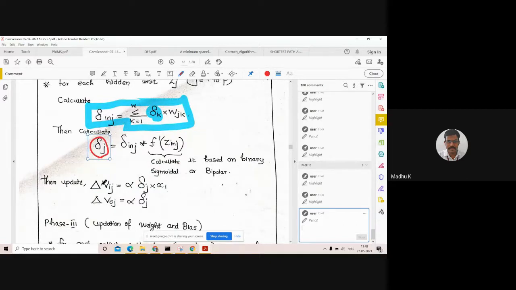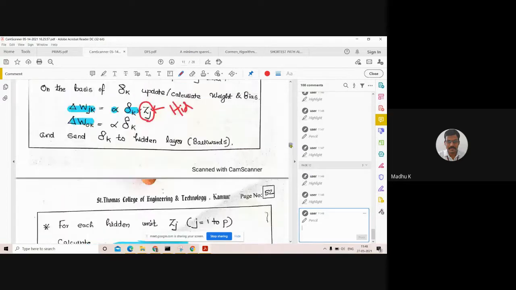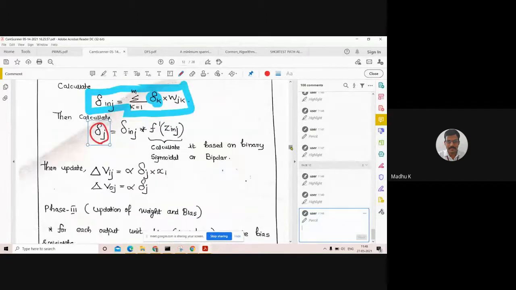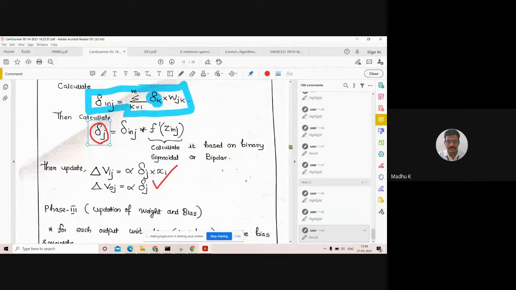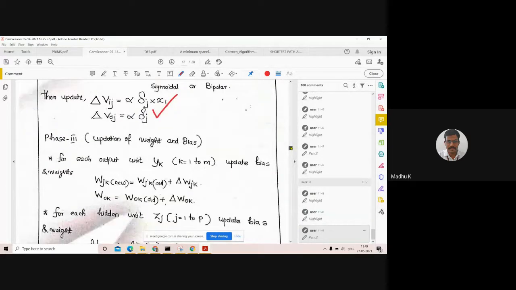Then we will calculate the weight change. Delta Vij is equal to alpha into rho j into xi. Delta Voj is equal to alpha into rho j. Similar procedure, like this. We'll calculate this term also, and this term also. So this is the backward phase, the back propagation of error phase.